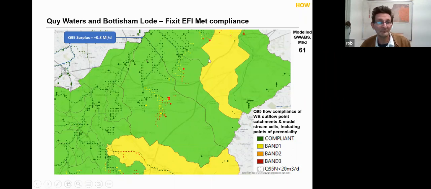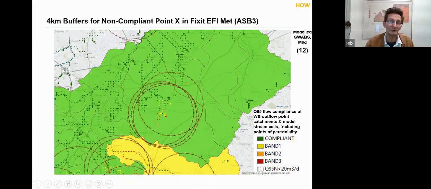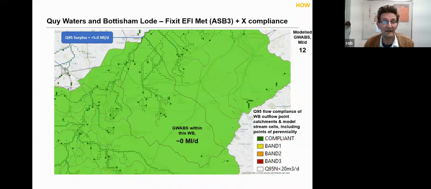So that's largely fixed the outflow problem, but it's left you with some non-compliant reaches further up. If you actually went to meet the ASB3 stuff, then that makes a bit of a difference again, and you fix more of the problem, and you've now got a small surplus at the outflow point of the water body. If you go further and you just do a simple, well, I'm going to switch off everything within 4 kilometers of those non-compliant points, then effectively you can reach a point where the whole map's gone green, but you have wiped out all of the groundwater abstraction completely.